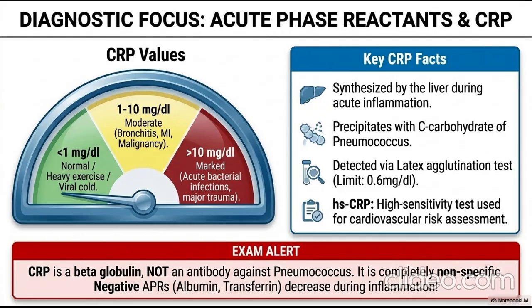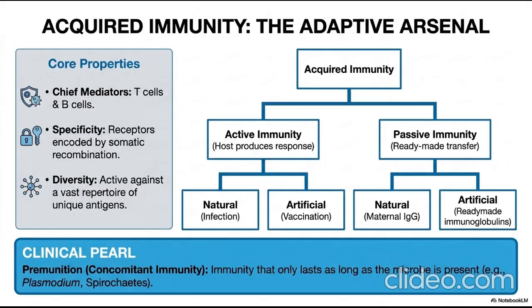Slide 5. Diagnostic focus, CRP and APRs. CRP facts. C-reactive protein is a beta-globulin synthesized by the liver during acute inflammation. It precipitates with the C carbohydrate of pneumococcus.